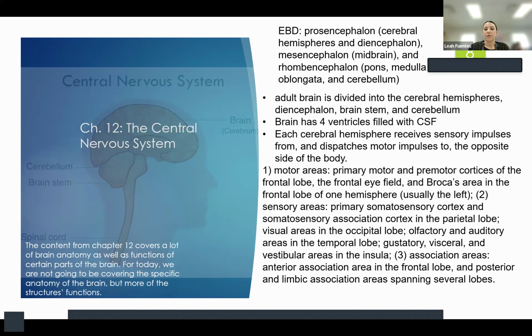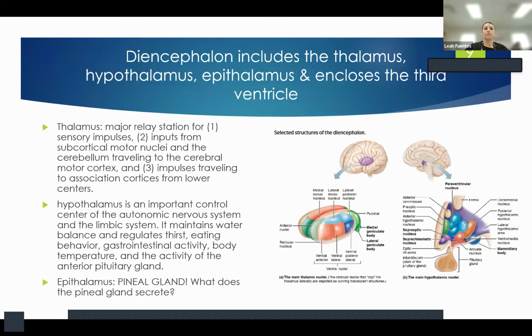And then we have our association areas. The anterior association area is in our frontal lobe, and the posterior and limbic association areas span several different brain lobes. So like I said, we're not going to go over the specific anatomy, but more what each of those structures do and the function of them.